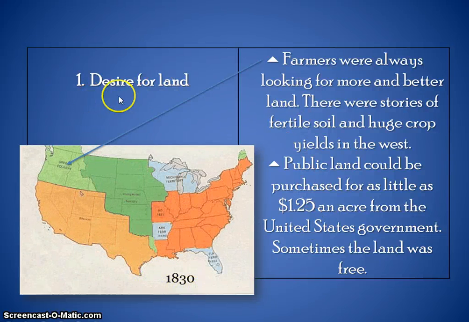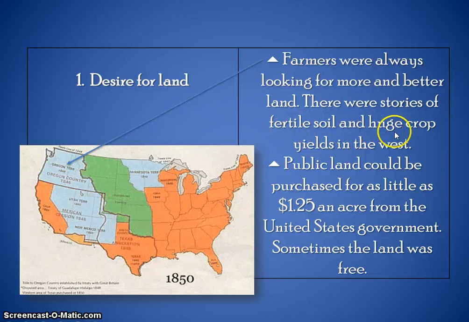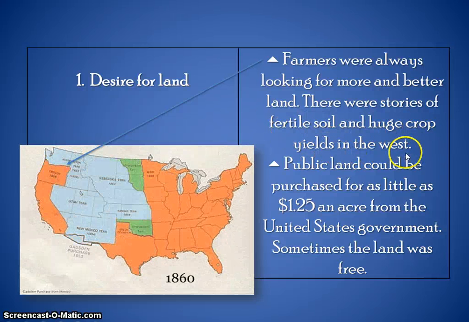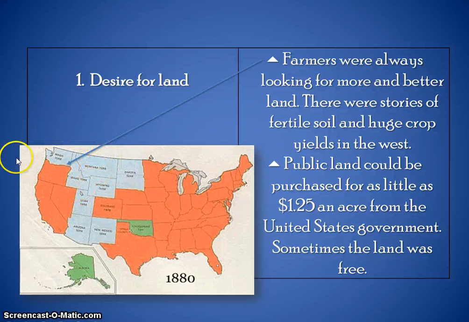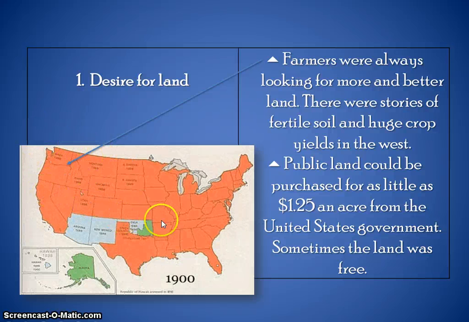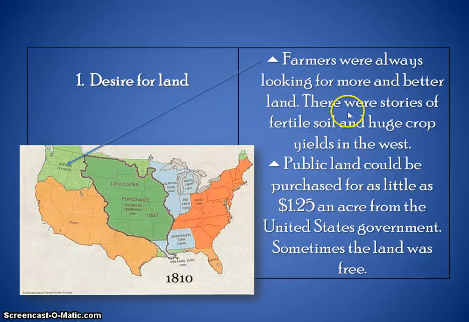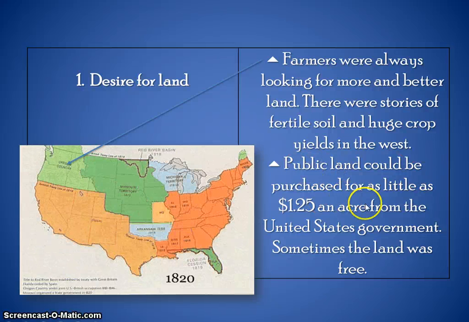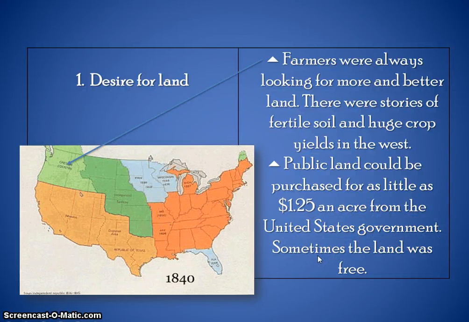One big factor was the desire for land. Farmers were always looking for more and better land. There were stories of fertile soil and huge crop yields in the West. That means lots of crops, especially in this part of the country, which is the Oregon Territory. Lots and lots of fertile land there, and that's the main reason why people would go west to the Oregon Territory, because of the fertile farmland. Public land could be purchased for as little as $1.25 an acre from the United States government. Sometimes the land was even free.